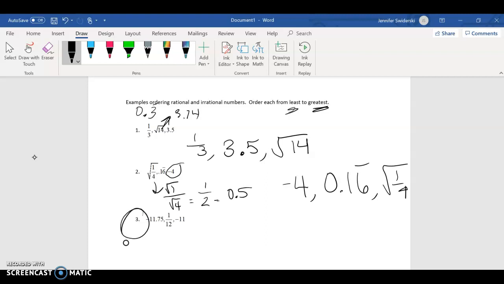Go ahead and do number 3 on your own. Tomorrow I'm going to check number 3 and make sure you have your notes filled out. Go ahead and complete that on your own and you are done.